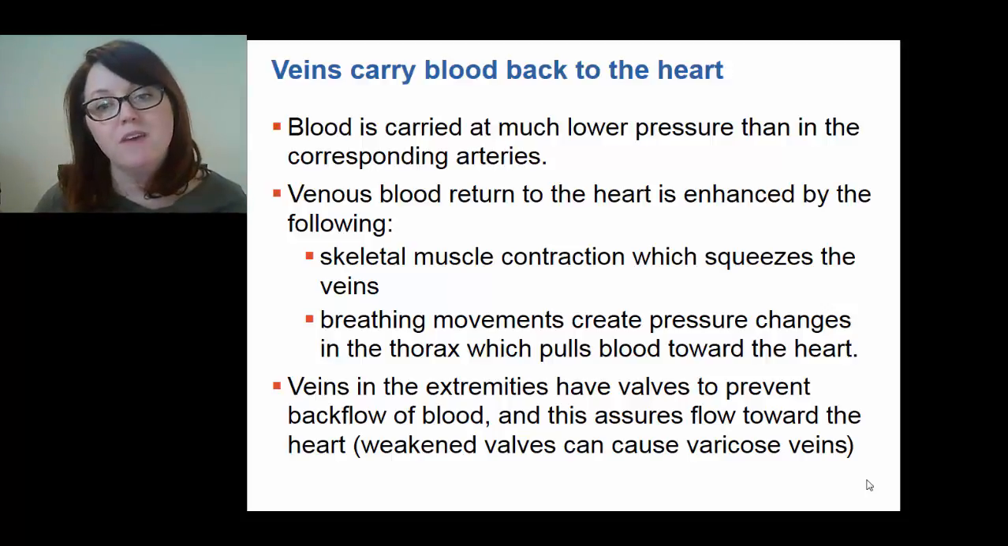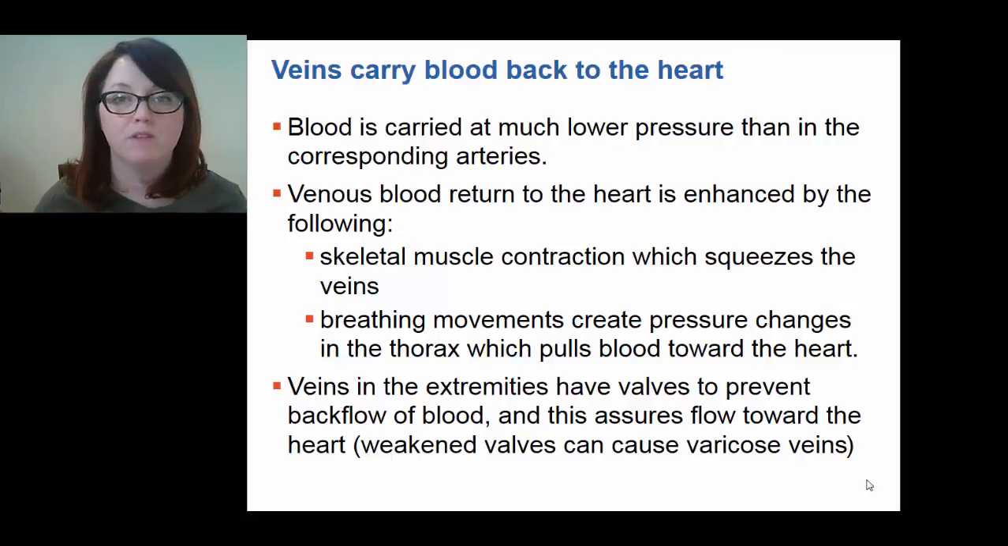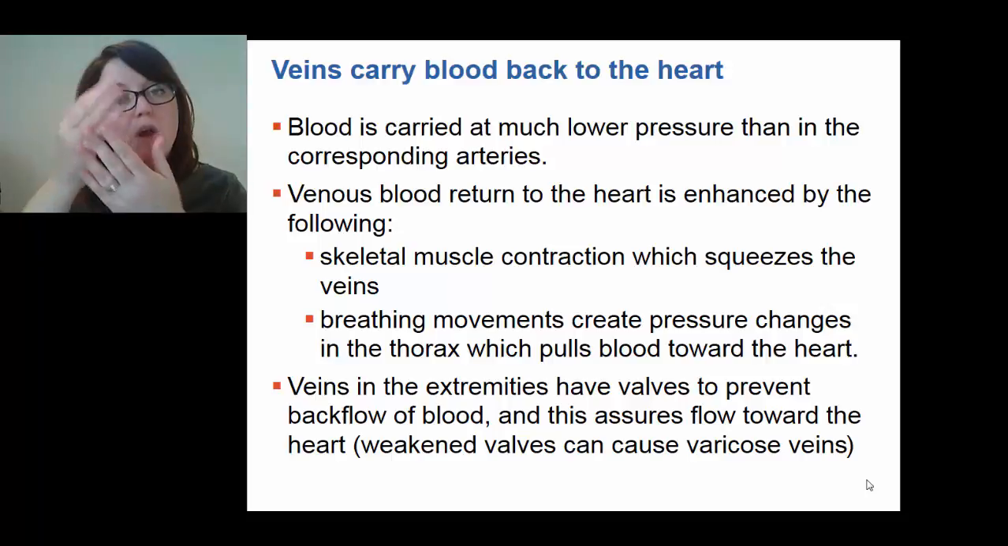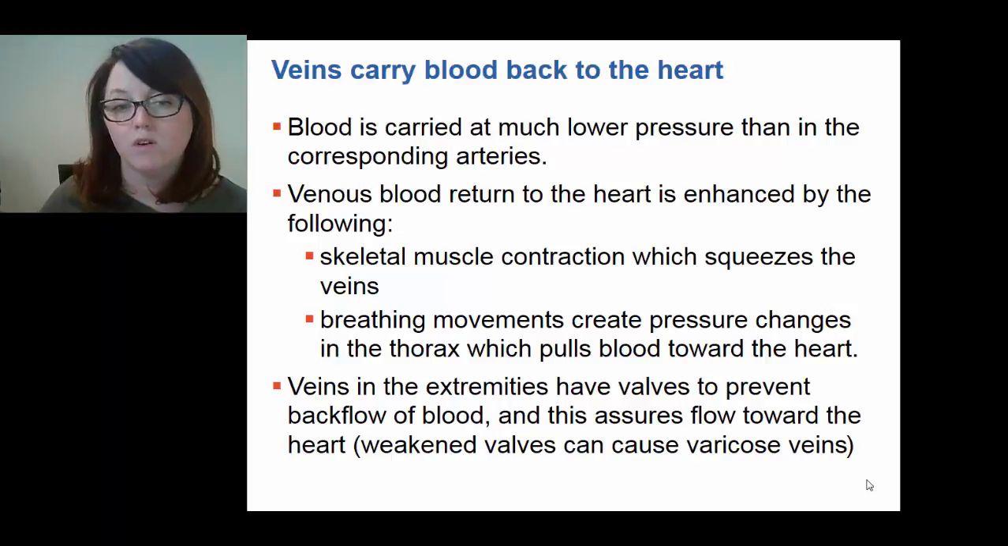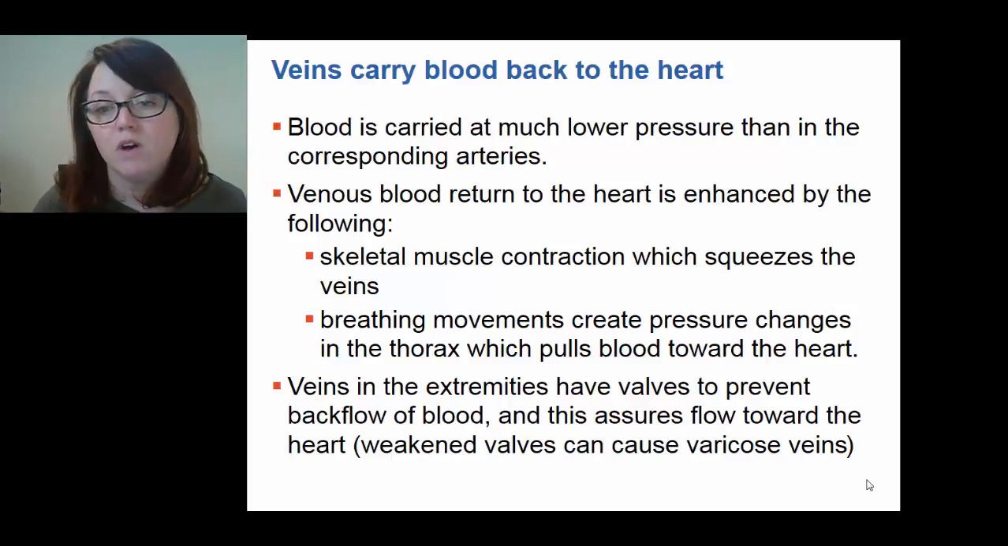Veins in our arms and legs have valves to prevent backflow of blood, so that when the skeletal muscles are squeezing, the blood doesn't actually go away from the heart. The one-way valves help to ensure that the blood only flows towards the heart. Weakened valves can cause varicose veins.